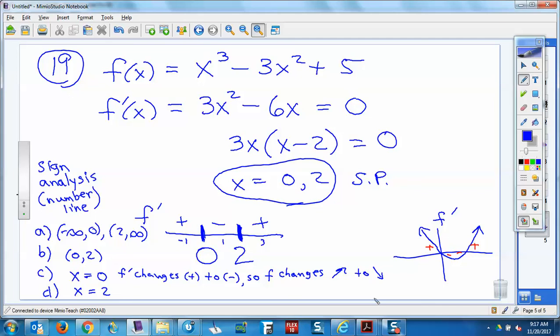F double prime. F double prime tells you about concavity. So what you would do is another step where you would do F double prime, set it equal to 0, and do a sign analysis on that. So if you had an F double prime number line with a number or 2 on it, and you plugged those into F double prime and you had positive, negative, positive, what's that tell you about F?